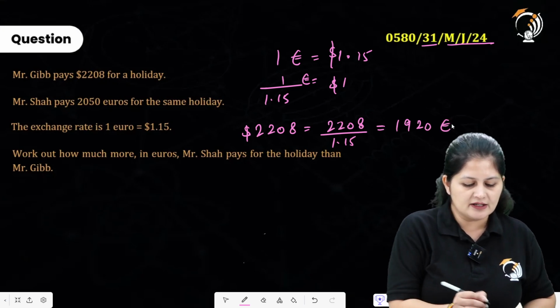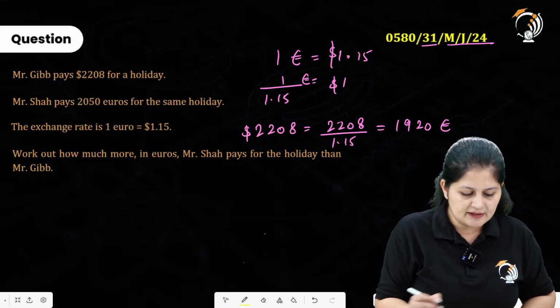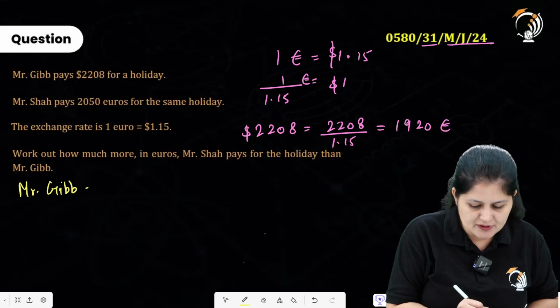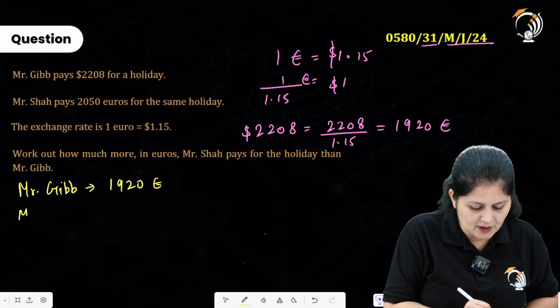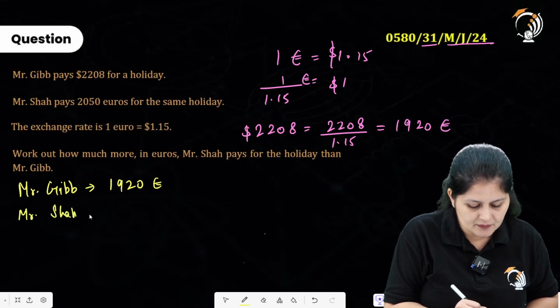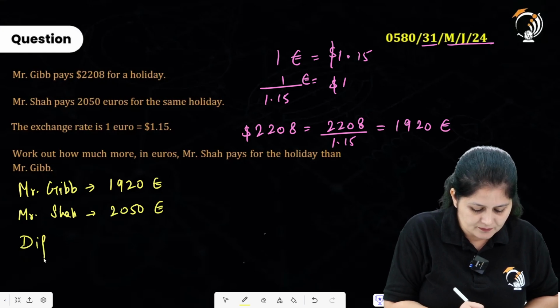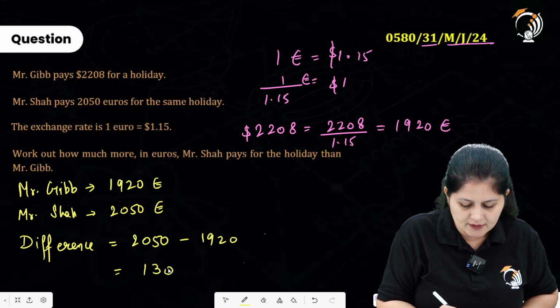Okay. So if we talk about the total amount each one of them is paying, Mr. Gibb is paying 1920 euros, while Mr. Shah is paying 2050 euros, right? So if we talk about the difference, that is 2050 minus 1920. So we are getting the difference as 130 euros.